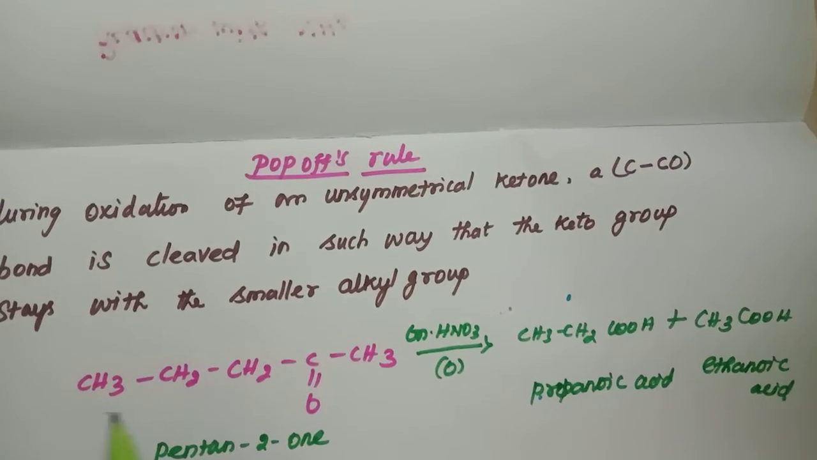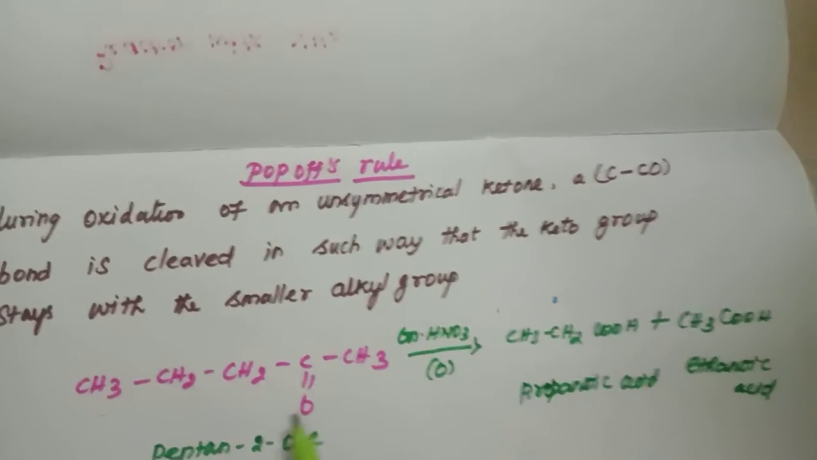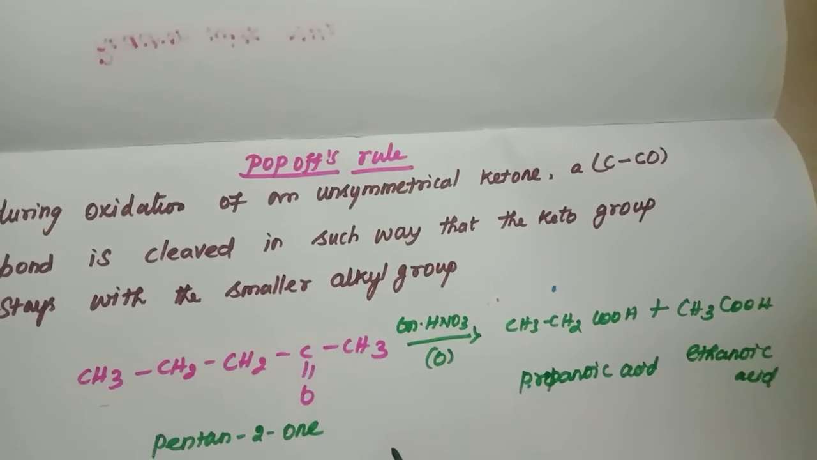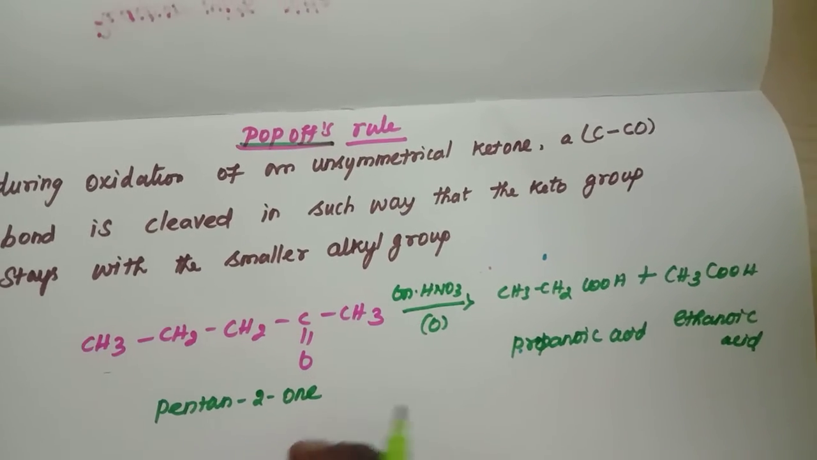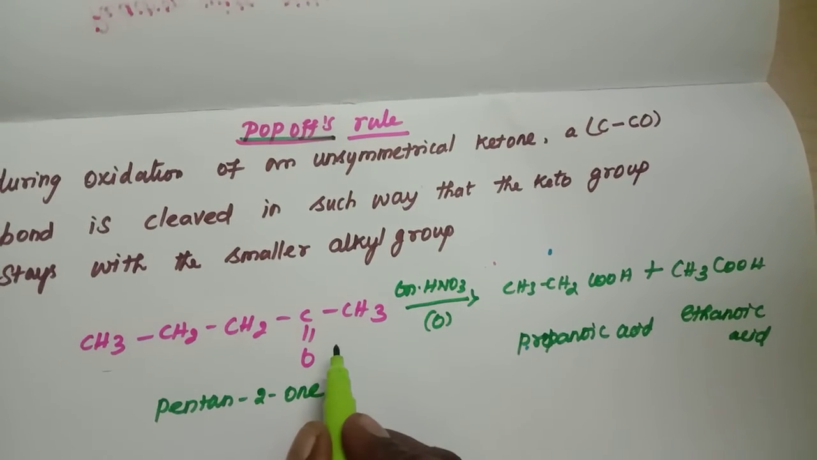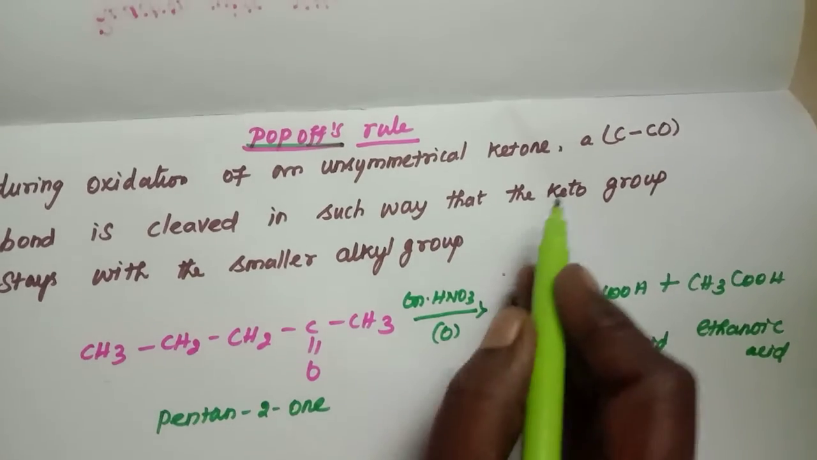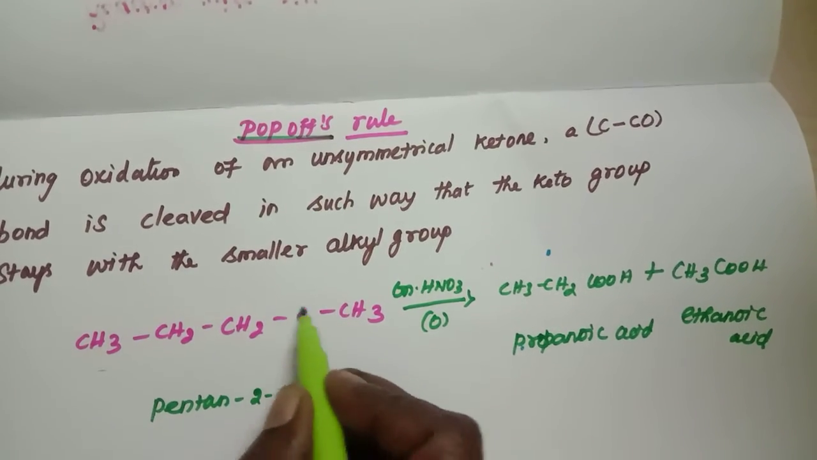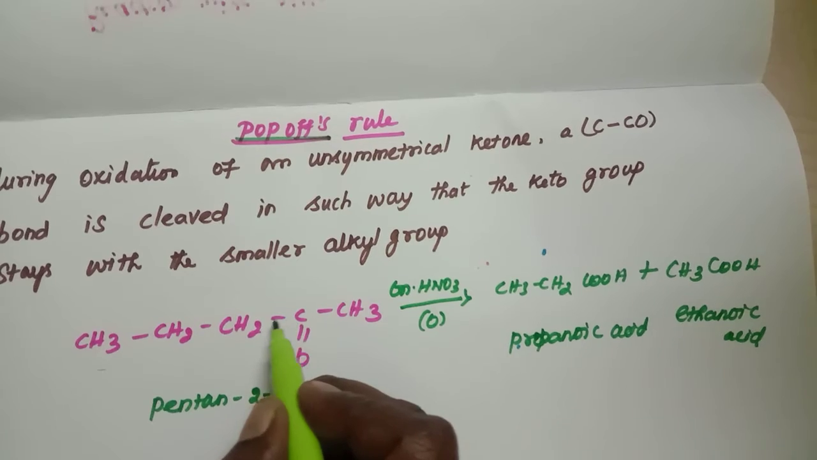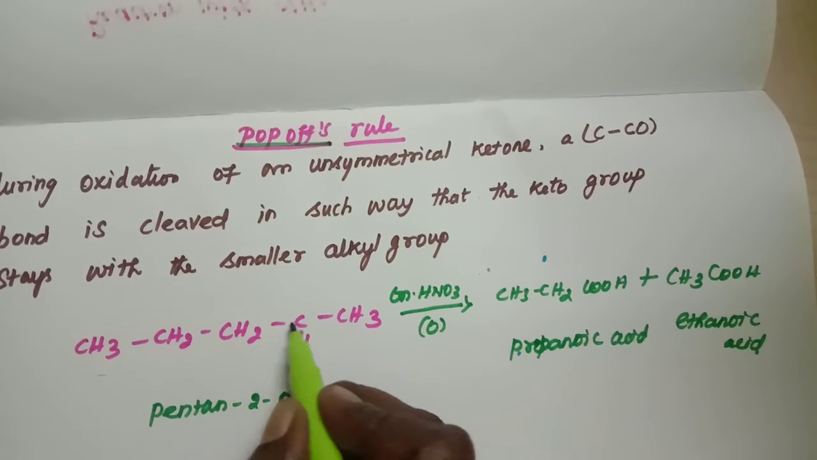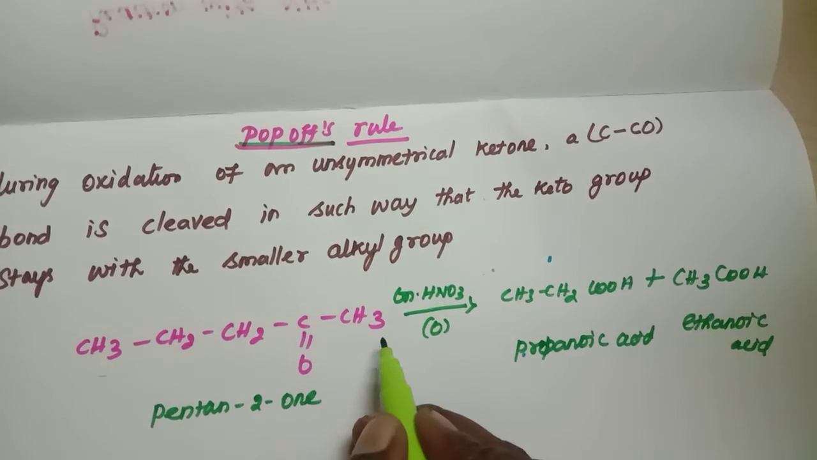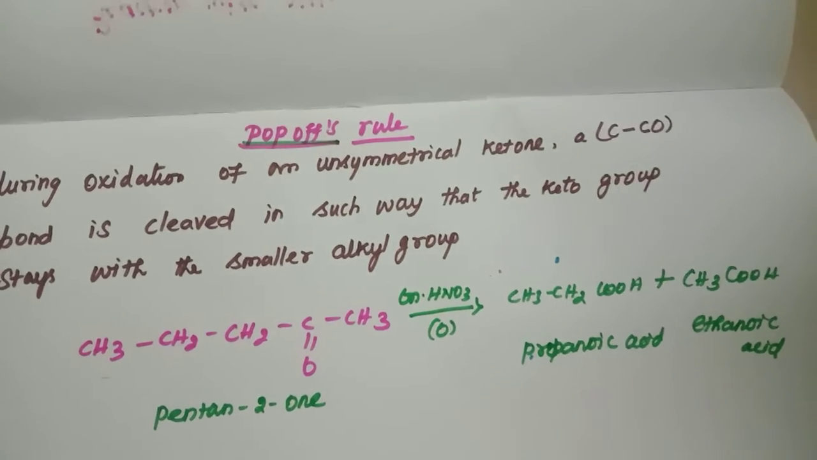So this is an unsymmetrical ketone. Here the oxidation is explained based on Popoff's rule. What this rule says is that during this oxidation reaction, the bond between the carbon and the carbonyl group is cleaved in such a way that the carbonyl group stays with the smaller alkyl group. Next one is reduction reactions.